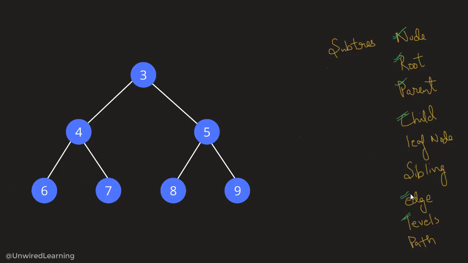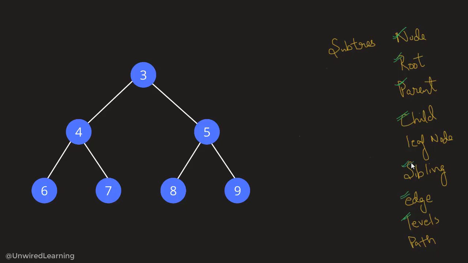Now the next thing is about siblings. Nodes with the same parent are referred to as siblings. So 4 and 5 are children of 3, which means 4 and 5 are siblings. If I talk about 6 and 7, they are siblings. 6 and 8, nope, they are not siblings. So the elements which are children of a particular element are referred to as siblings. That means same parent: two nodes, if they have the same parent, are referred to as siblings. I hope that's clear now.